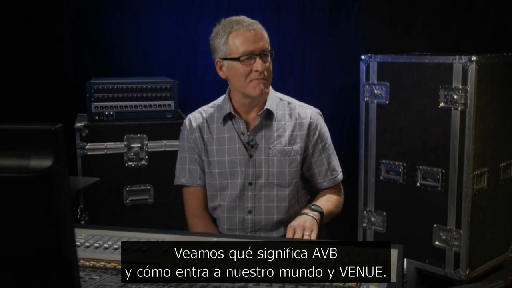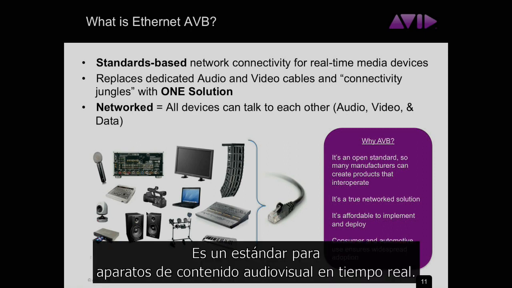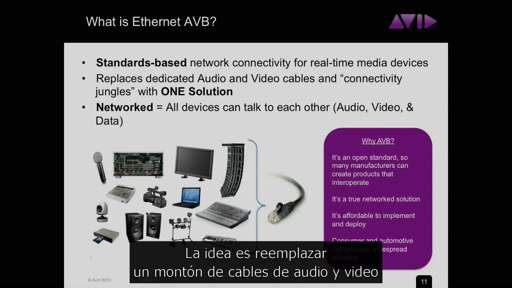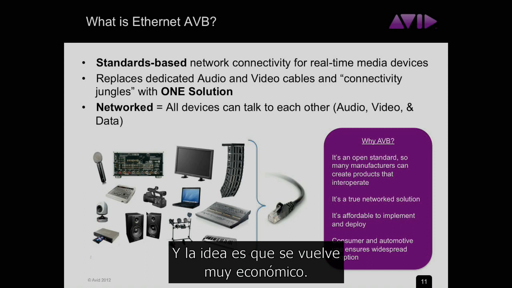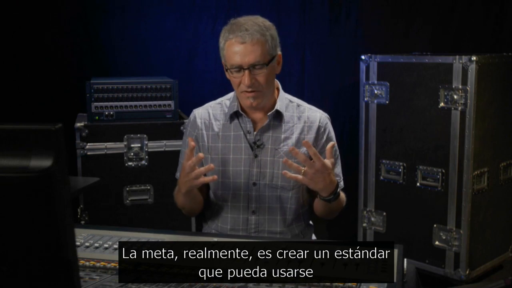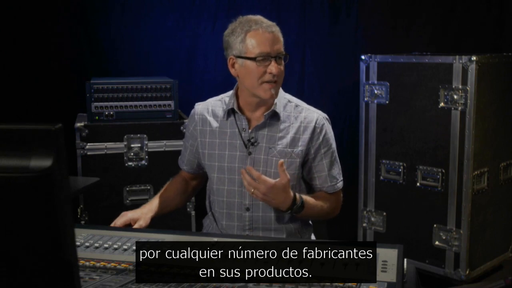So let's take a look at what AVB means and how it might fit into our world in venue. So what is Ethernet AVB? Well, it is a true standard for real-time media devices. The idea is that it would replace a host of audio and video cables with one connectivity solution. And the idea here is that it becomes very affordable, and the goal of it really is to create a standard that will be able to be used by any number of manufacturers in their products.